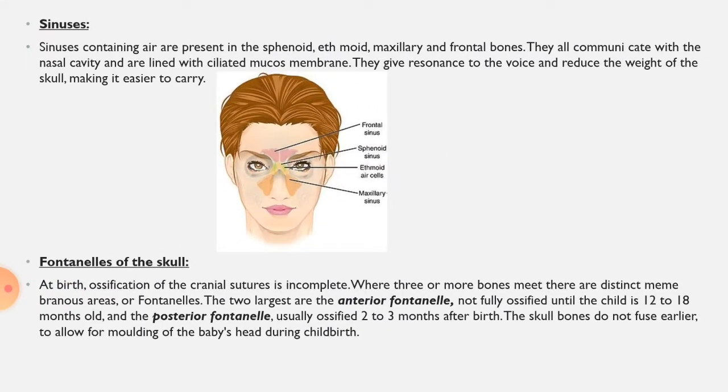Okay, next is the fontanelle of the skull. At birth, ossification of the cranial sutures is incomplete. Where 3 or more bones meet, there are distinct membranous areas, or the fontanelles. The two largest are the anterior and the posterior. The anterior fontanelle is not fully ossified until the child is 12 to 18 months old, and the posterior fontanelle usually ossifies around 2 to 3 months after birth.